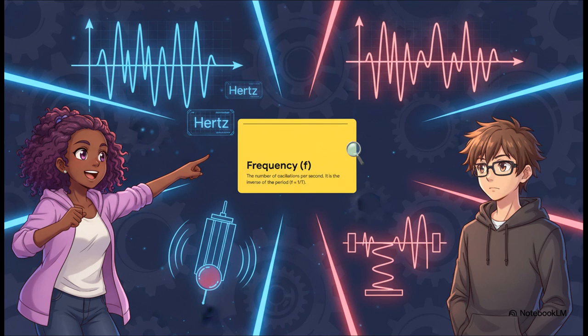Instead of asking, how long does one cycle take, frequency asks, how many cycles can you fit into 1 second? It's measured in hertz. So they're opposites, right? If something has a long period, it's slow, so its frequency is low. If it has a short period, it's happening really fast, so its frequency is high.